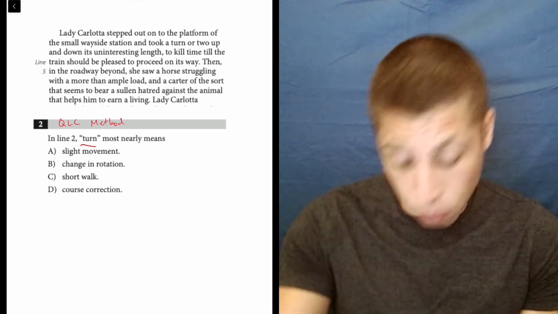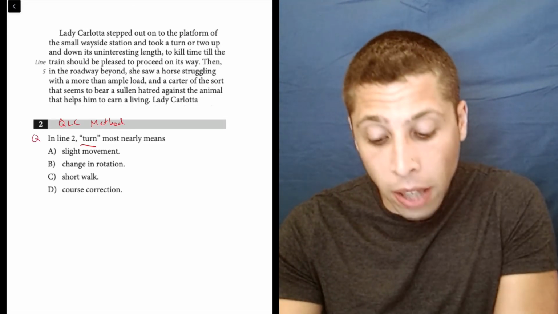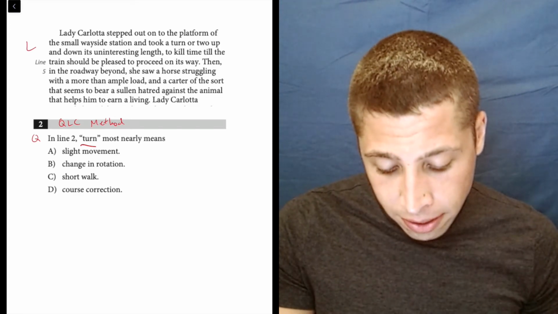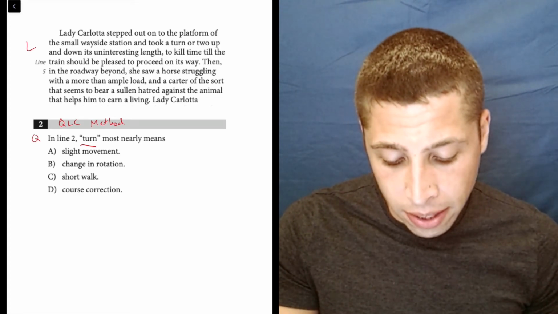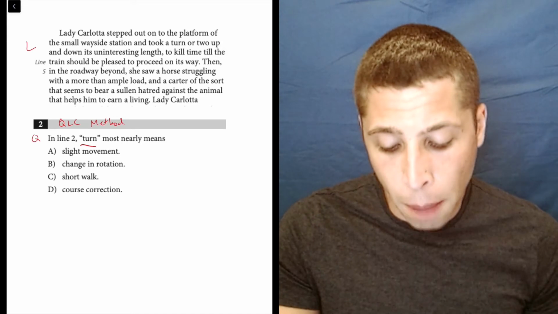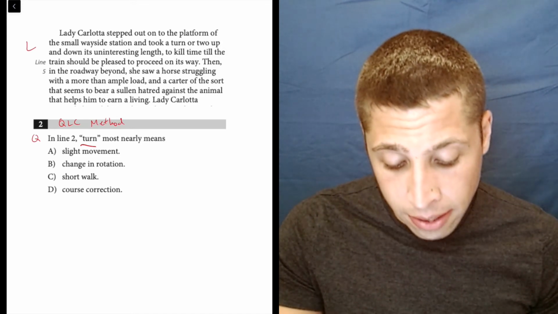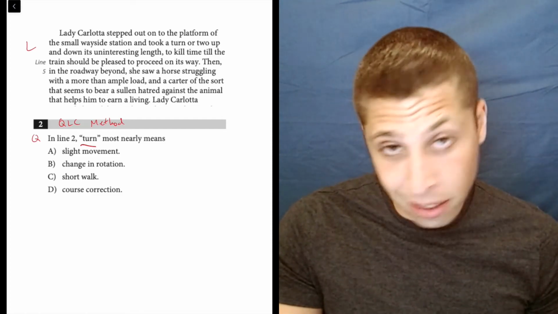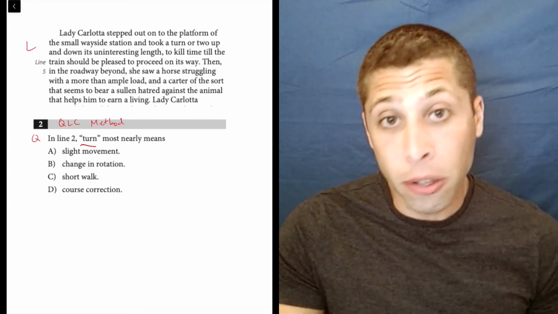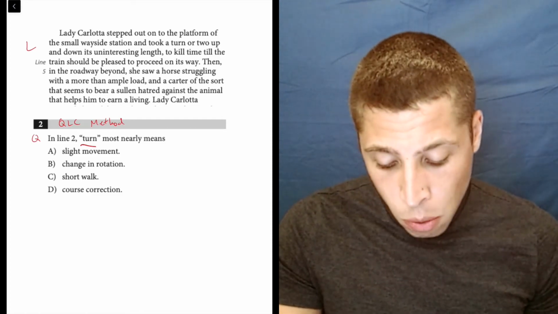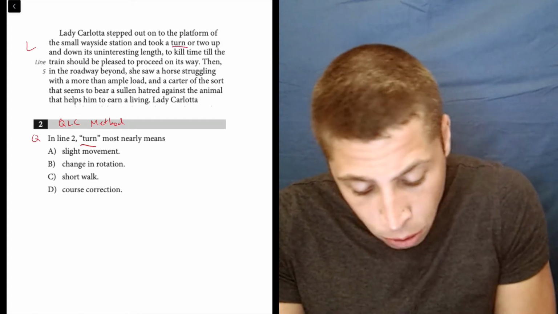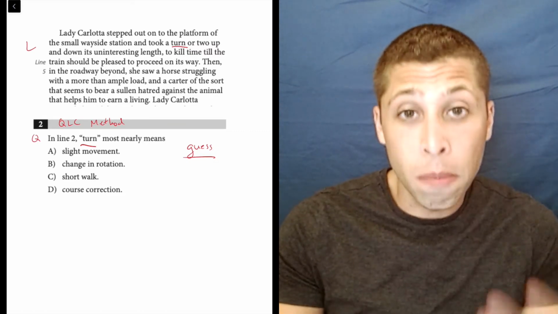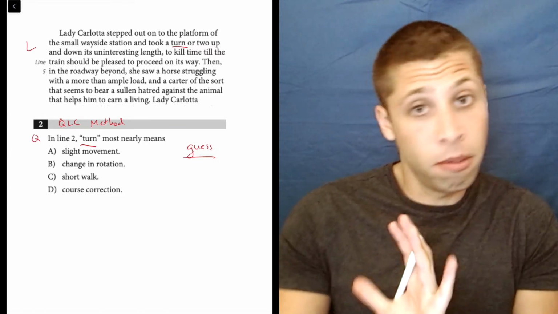So let's just go from the question to the line reference, okay? What are they saying? Lady Carlotta stepped out on the platform of the small wayside station and took a turn or two up and down its uninteresting length to kill time until the train should be pleased to proceed on its way. The next sentence doesn't really help, so I'm going to ignore it, but you could always read it. So what we want to do ideally is come up with our own guess for what the word turn means here without looking at the choices.